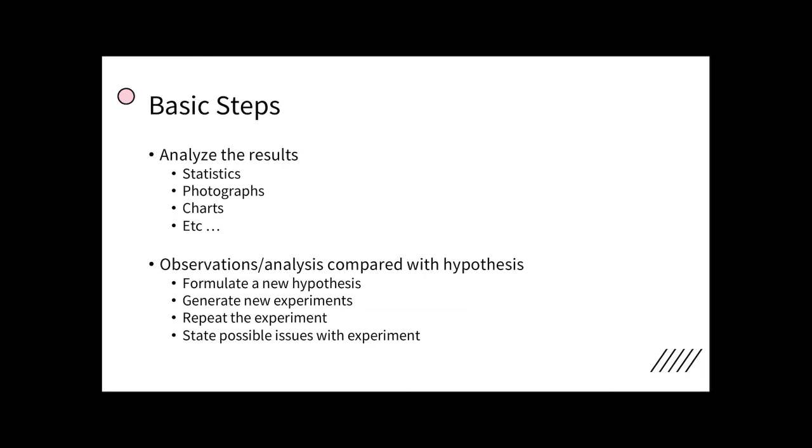Then the not fun stuff happens. You have to analyze your results, and this is where you're going to be using statistics. You might have photographs, you might create charts, etc. And what you're trying to do is see why things happened that way. Then once you're done with that, now you start comparing what happened to your original hypothesis. It doesn't matter if it agreed or disagreed. What we're trying to do is see what happened with the original hypothesis. Based on that, you might have to make a new hypothesis, generate some new experiments. You might have to repeat the experiment to make sure that you got the results, particularly if you got something unexpected. So if something different happened and you didn't expect that to happen, well, maybe there was a bias there that you didn't anticipate.